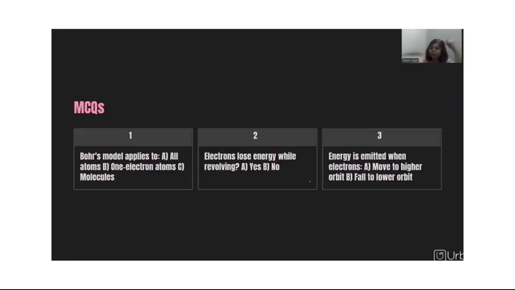Now I have some questions for you. If you have understood whatever I taught you, you would be able to answer these questions. Bohr's model applies to what do you think? All atoms, one electron atoms, or molecules? Just think and tell me. Do electrons lose energy while revolving? Yes or no? Next question: energy is emitted when electrons, so when is energy emitted? Emission means released. When they move to a higher orbit or fall to a lower orbit? I think these questions are very easy, and if you have heard me clearly, you would know the answers.